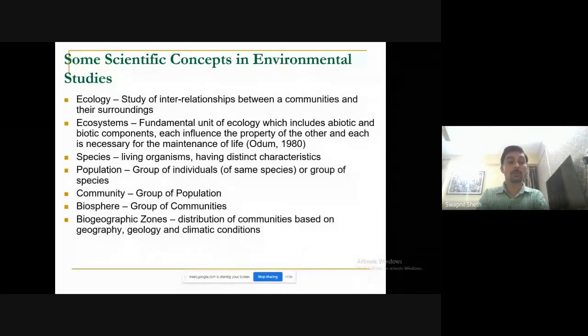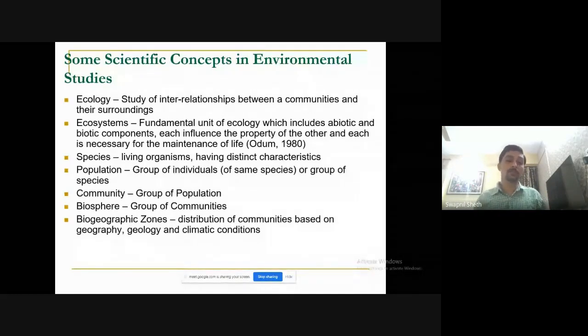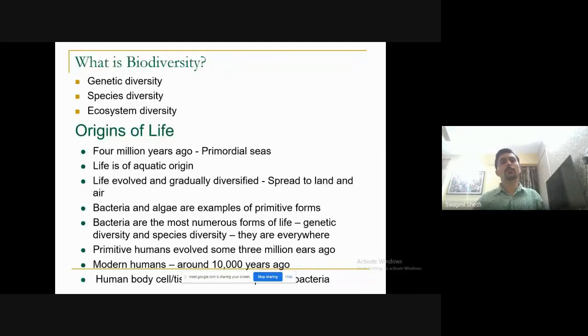That is why the population of one living organism, one species, the entire ecosystem, that fundamental unit of ecology, includes biotic and abiotic factors coming together, and then it gives that particular system. So this is how we need to understand these biodiversity aspects.